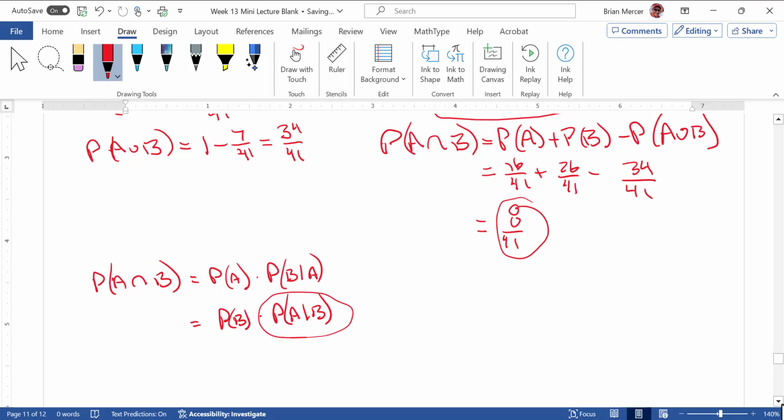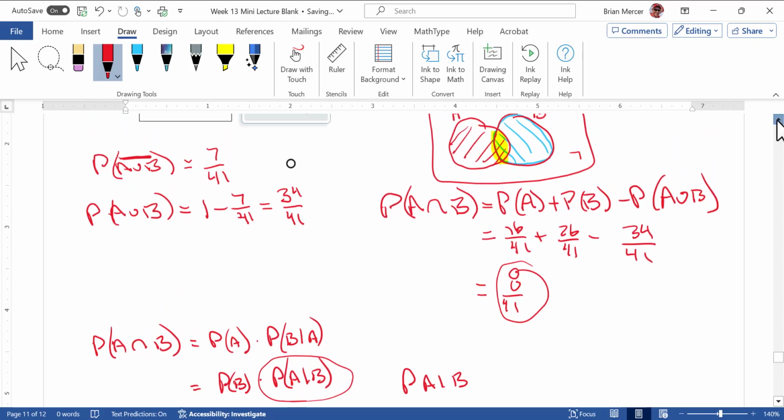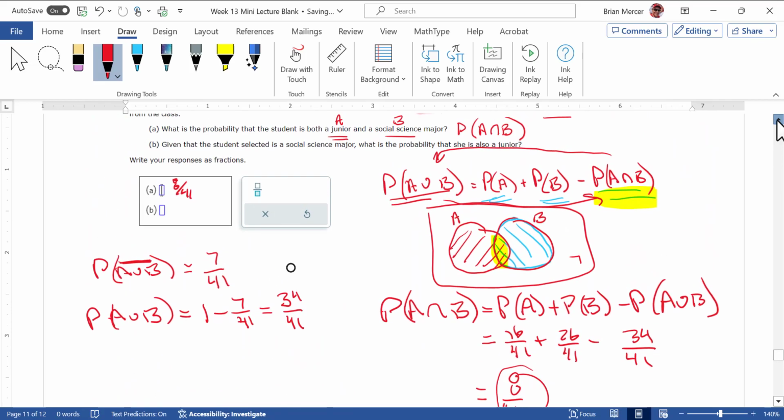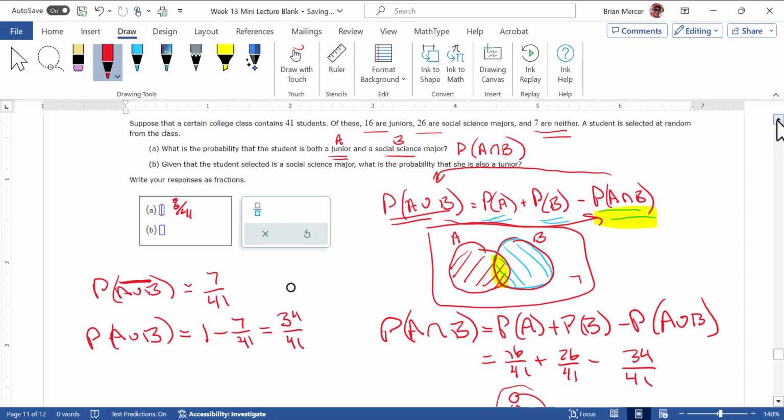So if I want to do it that way, probability of A given B, because that's what we want in this case, based on how we define these letters, and I'll show you what I mean there. We're saying what is the probability given that they're a social science major, so that was our B. What's the probability that they're also a junior? So probability of A being a junior given that B has occurred.